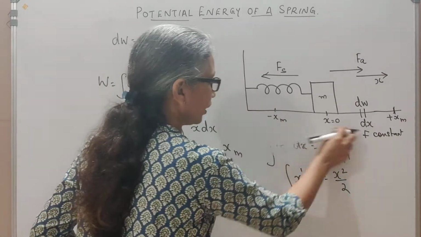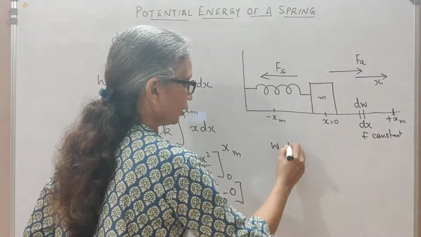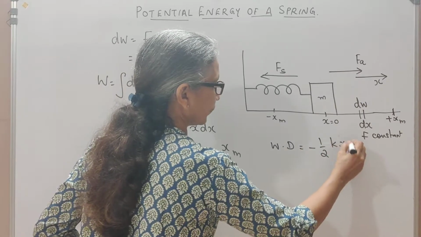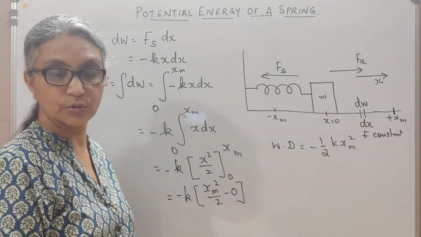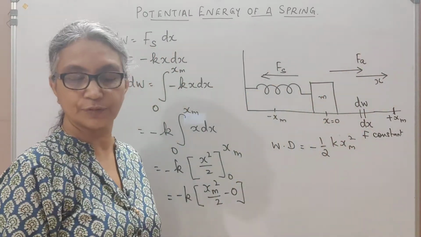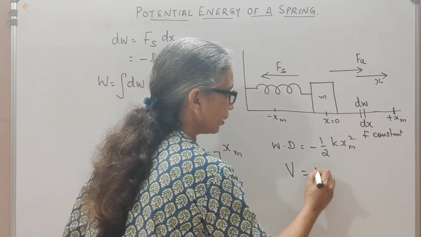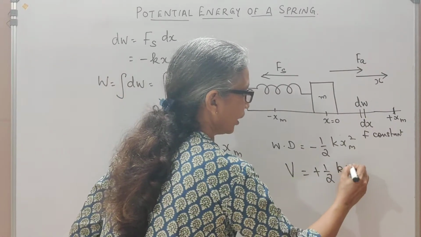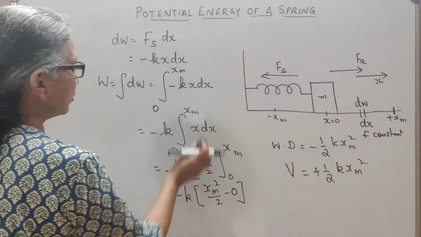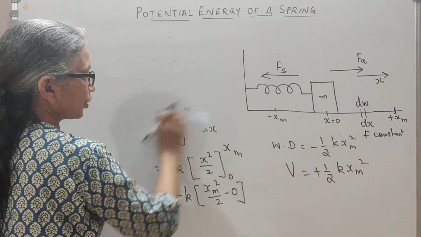Like I told you, we are going to get negative work done. So the work done is equal to minus half k xm squared. This is the work done by the spring force. And the work done by the external agency against the spring force is stored as the potential energy. So potential energy V is going to be plus half k xm squared. Okay, so this is how we get the potential energy expression.